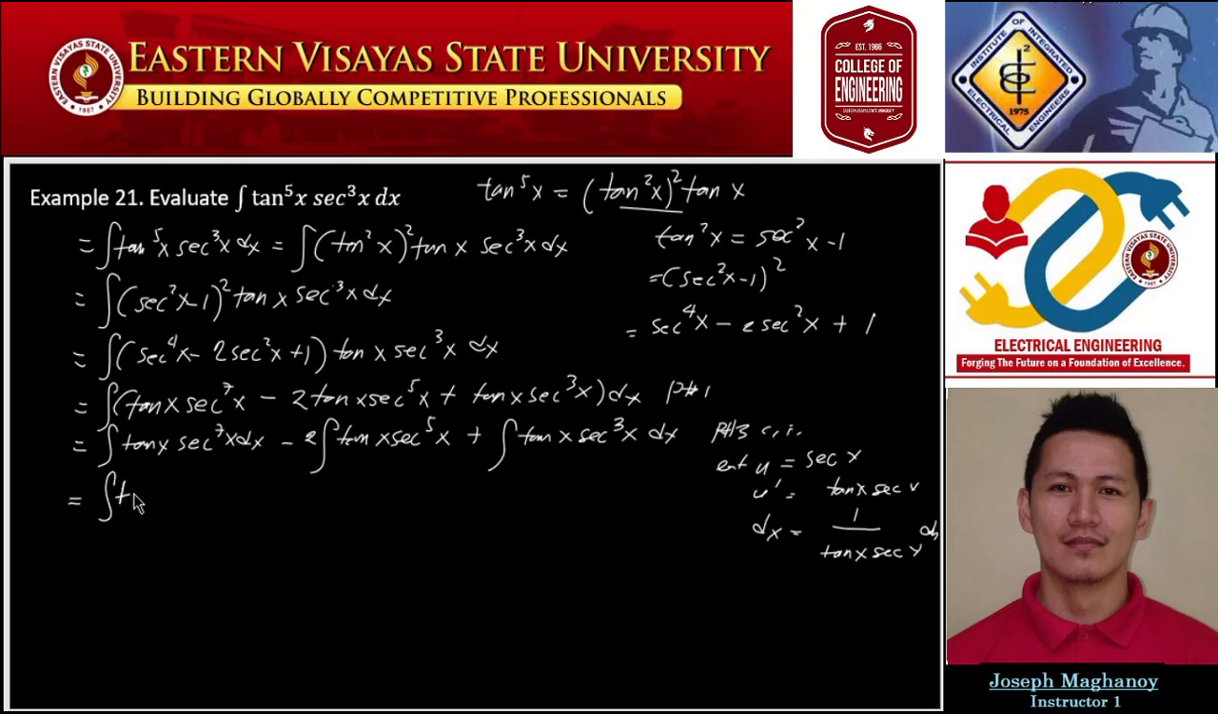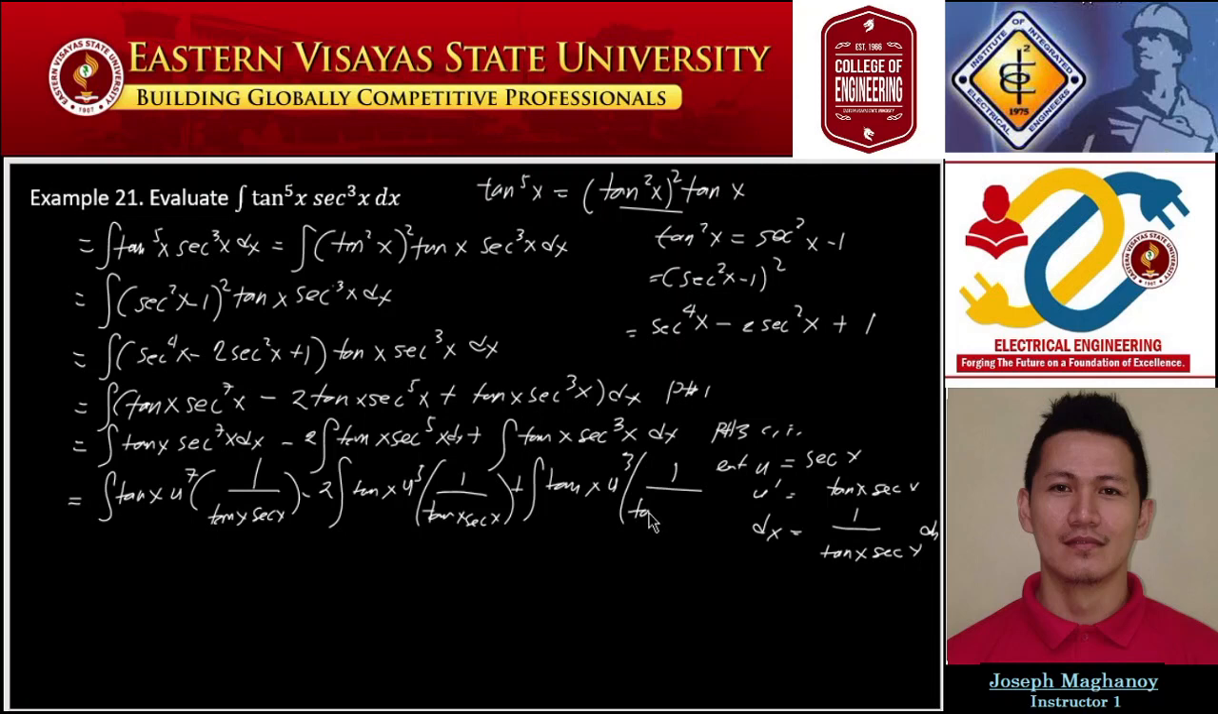Okay, integral of tangent x. So secant, we replace it with u, but we copy the power 7. So dx, we replace it with our correction factor, tangent x, secant x, minus 2, integral of tangent x. Our secant, we replace it with our u, we copy the power, we replace dx with our correction factor, tangent x, secant x. Same with the third term, integral of tangent x, secant, we replace it with u, copy the power, apply the correction factor, tangent x, secant x, du.